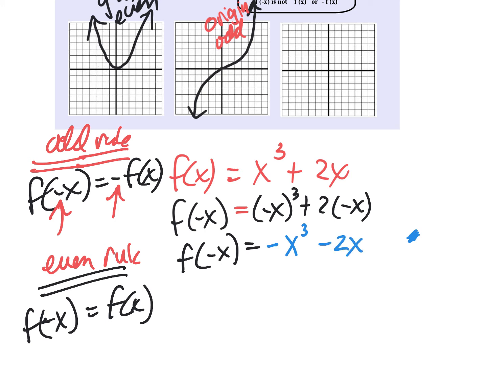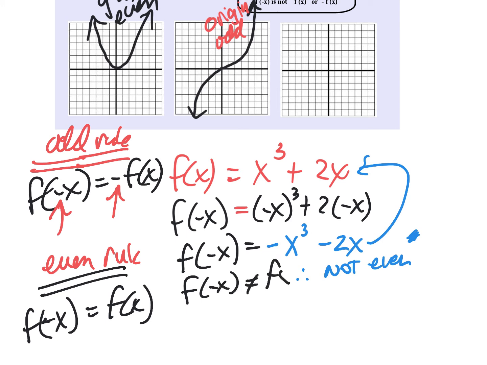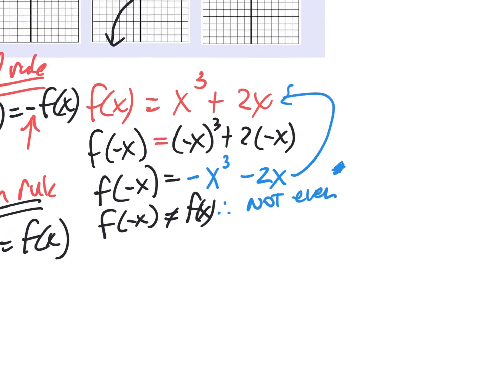And now you have a moment. You say, okay, is this actually exactly the same as the original? No, it's not. And therefore, this is not even. If it had been exactly the same as f of x, we could have ended right there and said f of negative x was equal to f of x, and it was even, but it wasn't. And so here's what I can write. F of negative x is not equal to f of x. So it's not even. You'll want this later. Write this down. You've got to have one good example for yourself.